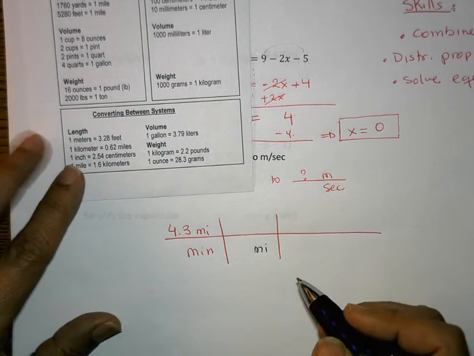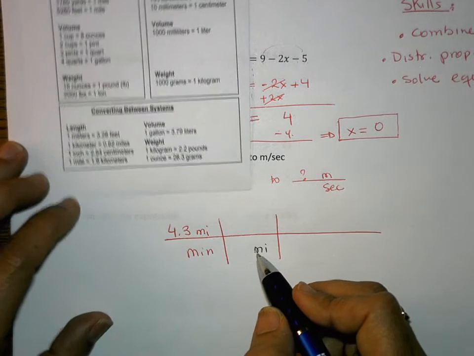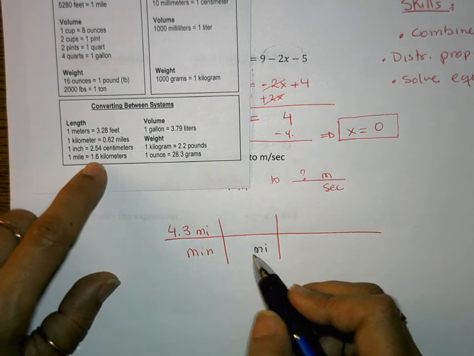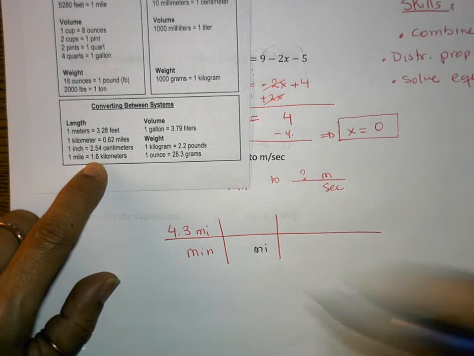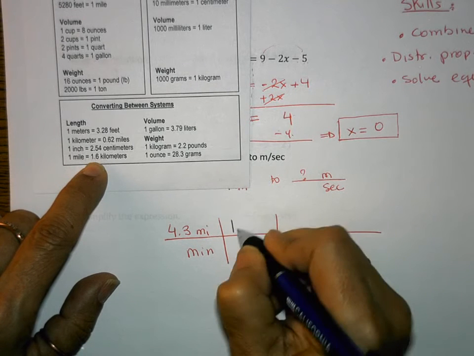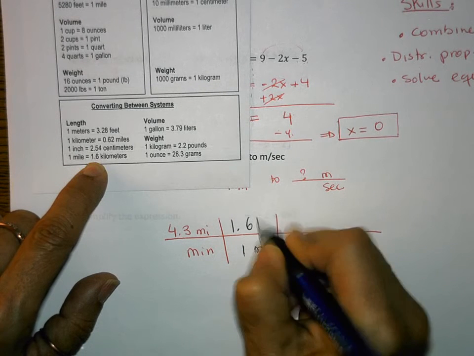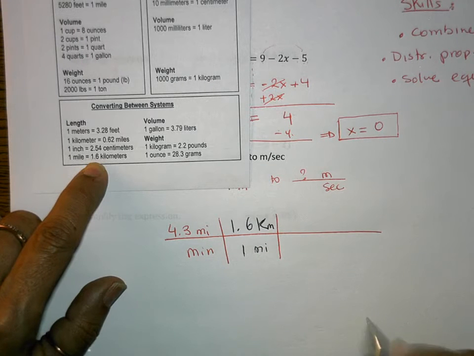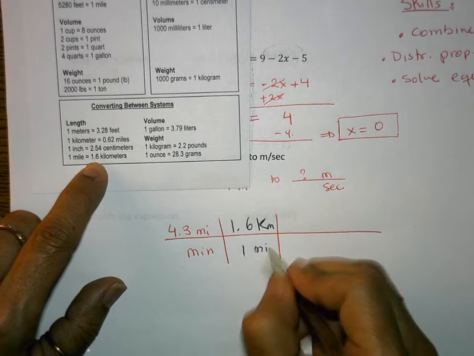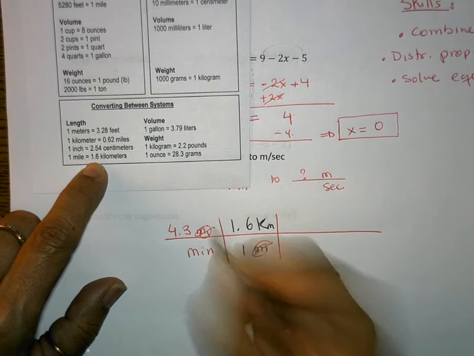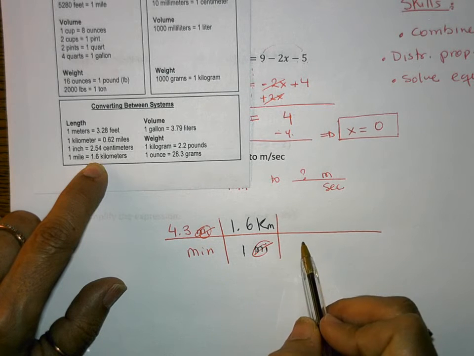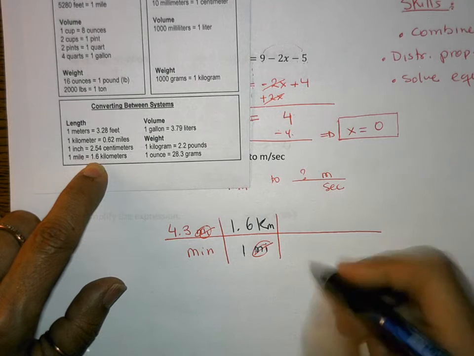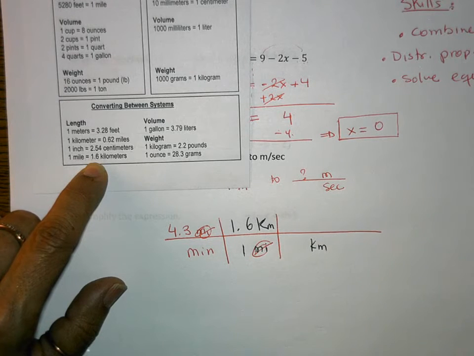I'm going to go with 1 mile is 1.6 kilometers. Let's see what happens here. 1 mile is 1.6 kilometers. I'm going to put km for kilometers. Okay, so the miles will cancel. Miles are done. But I really don't want kilometers. I want meters. So let me also find something to cancel my kilometers.